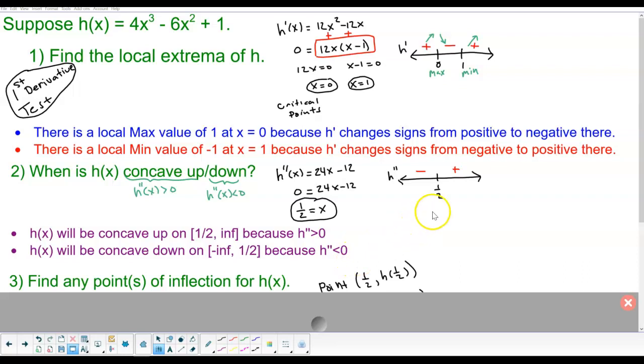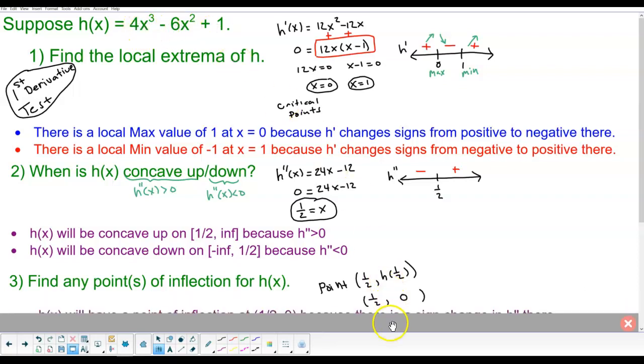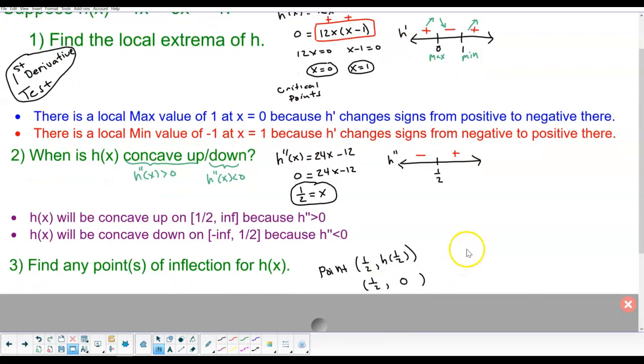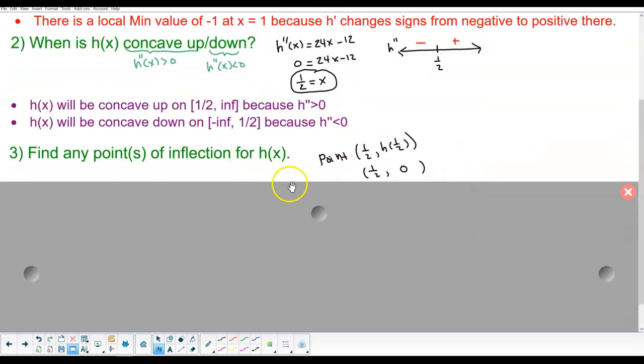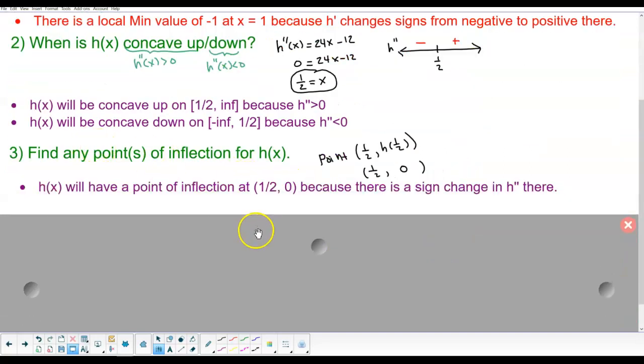So we have to figure out what the output is when x is equal to 1/2. So I'm going to find h of 1/2, plug 1/2 in, simplify. When you do, you're going to get 0. So then how do I justify this actual answer? H will have a point of inflection at (1/2, 0) because there's a sign change in h double prime there.